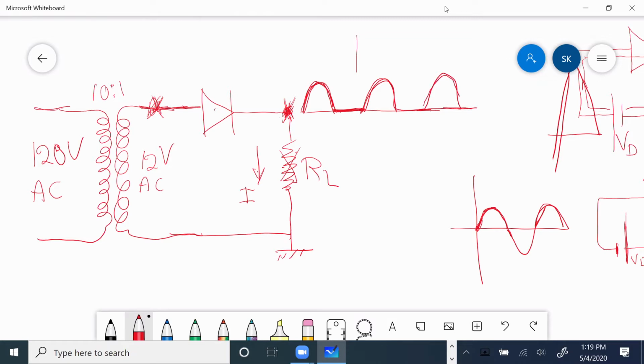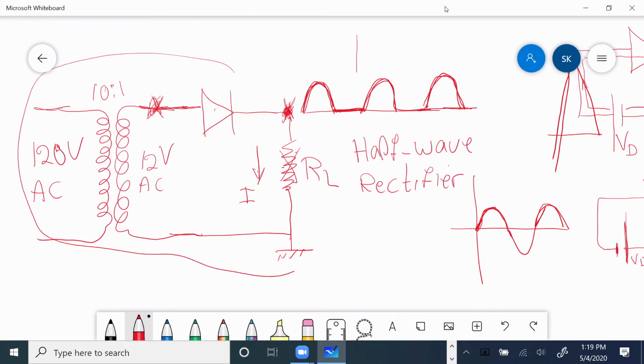This is exactly what I can see in the lab. I can actually demonstrate this. I can measure this, and I can see that to be the case. This is called half wave rectification, or rectifier. This circuit is called a half wave rectifier.